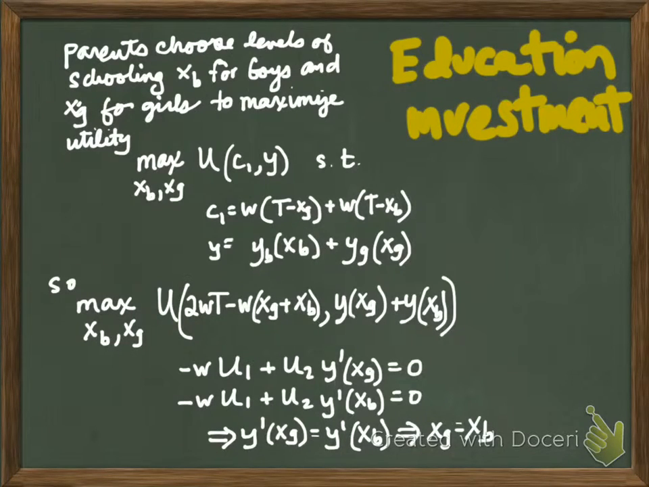Understanding the decisions that parents make about investing in education is an important aspect of the economics of gender in developing countries. And we're going to quickly go through three models of educational choice that parents may make. So in the first, simplest model, we imagine that parents are choosing levels of schooling, XB for boys, XG for girls, to maximize their utility.